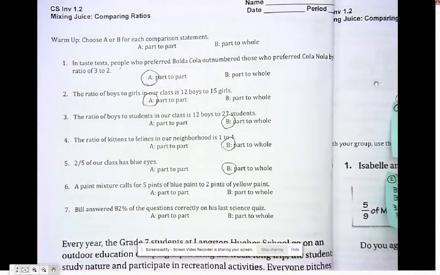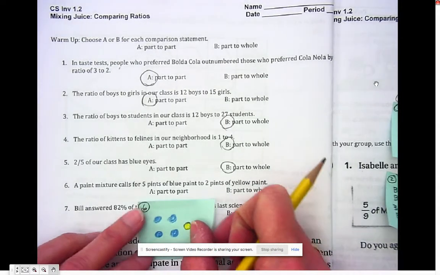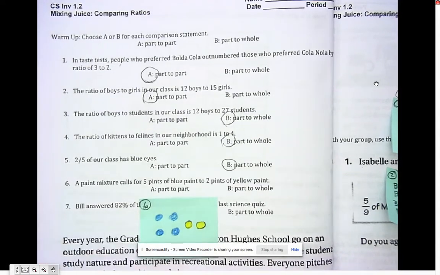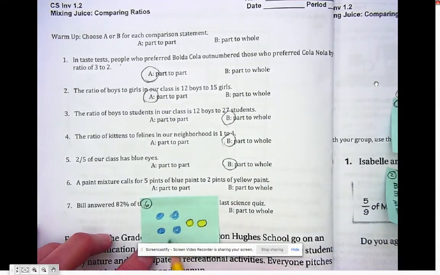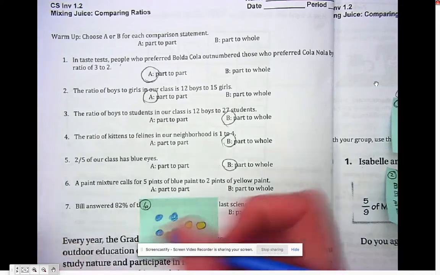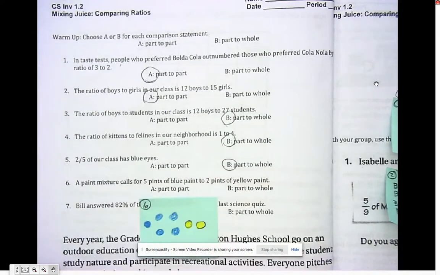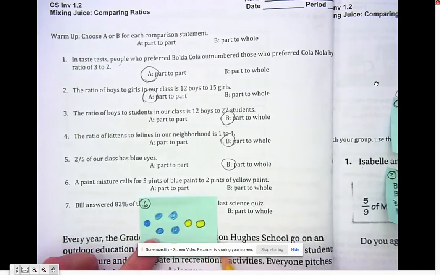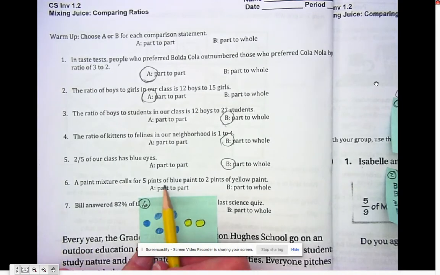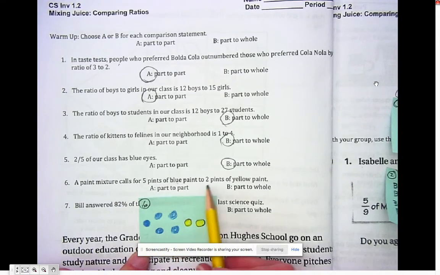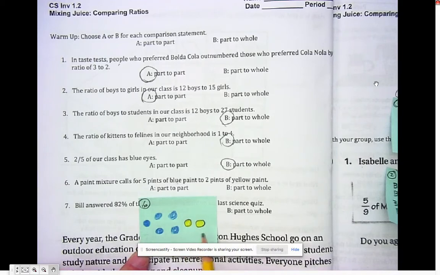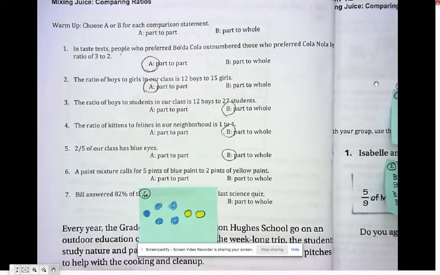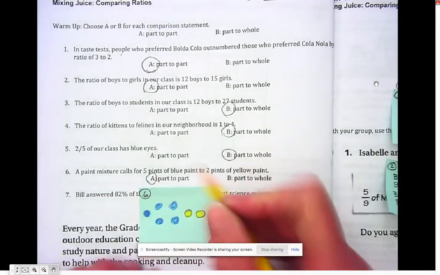Okay, a paint mixture calls for 5 pints of blue to every 2 pints of yellow paint. Let's see, here's a picture of this. If I'm going to mix this together, I'm going to take 5 pints of blue and 2 pints of yellow and mix that together. Well, the 5 pints of blue is a part, 2 pints of yellow is also a part. So the whole would be that mixture. So this is another part to part.